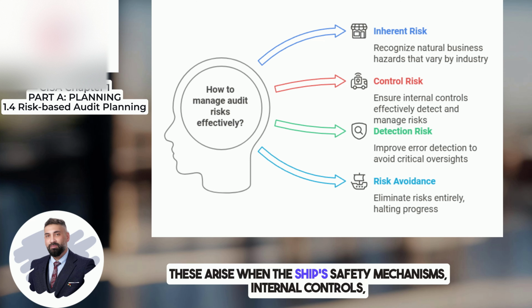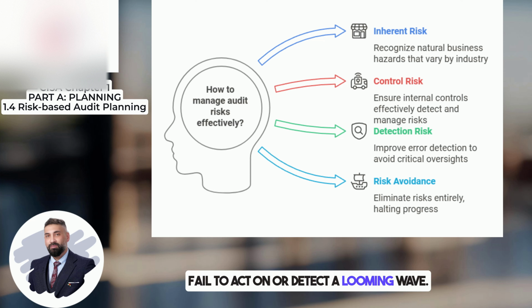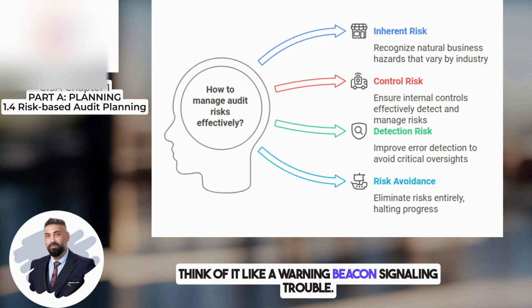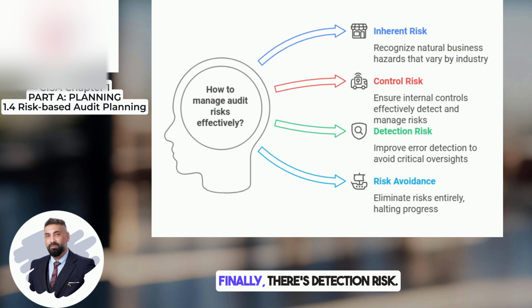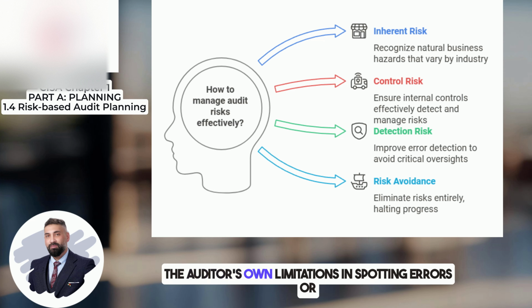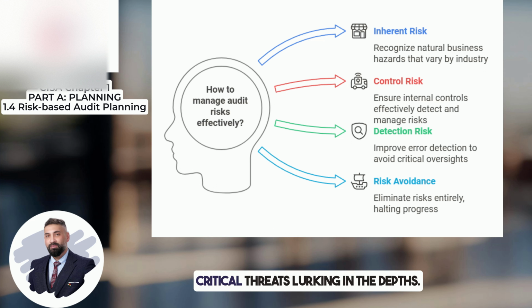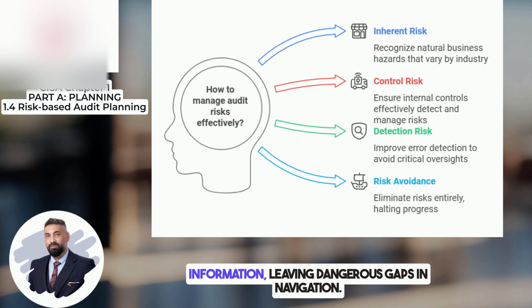These arise when the ship's safety mechanisms, internal controls, fail to act on or detect a looming wave. Think of it like a warning beacon signaling trouble. Sometimes the beacon is faulty, or you might be so focused on one hazard that another slips past unnoticed. Finally, there's detection risk, the sneakiest of all. This is tied to the auditor's own limitations in spotting errors or critical threats lurking in the depths. These could be oversights in the audit process or reliance on incomplete information, leaving dangerous gaps in navigation.